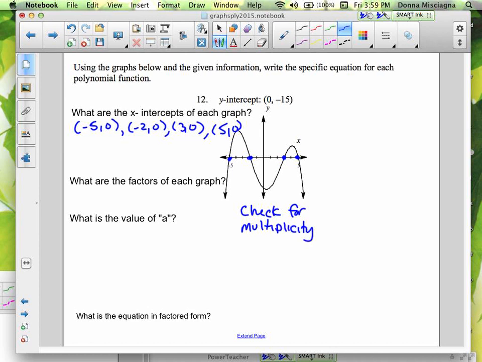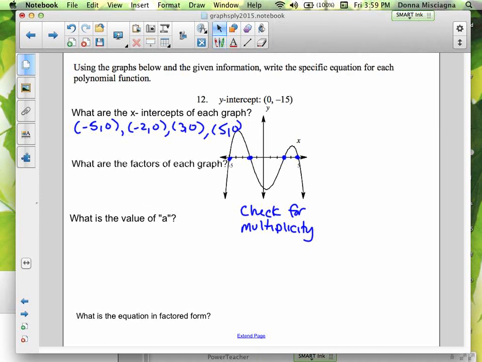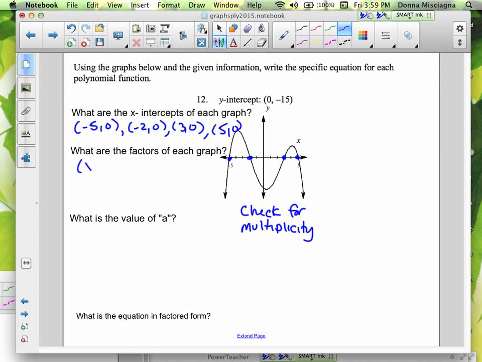And you can see we don't have any. We cross, cross, cross, cross. We'll change our x-intercepts to factors. So let me just move that up a little bit. If -5, 0 is the x-intercept, x plus 5 is the factor. If -2, 0 is the intercept, x plus 2. If 3, 0 is the intercept, x minus 3 is the factor. And if 5, 0 is the intercept, x minus 5 is the factor.